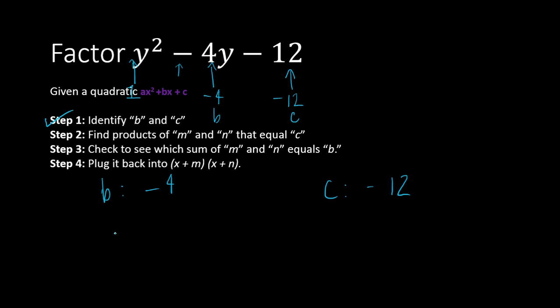So step 1, I've identified b and c. Now I'm going to find products of m and n that equal c. So what two numbers when multiplied together equal c?